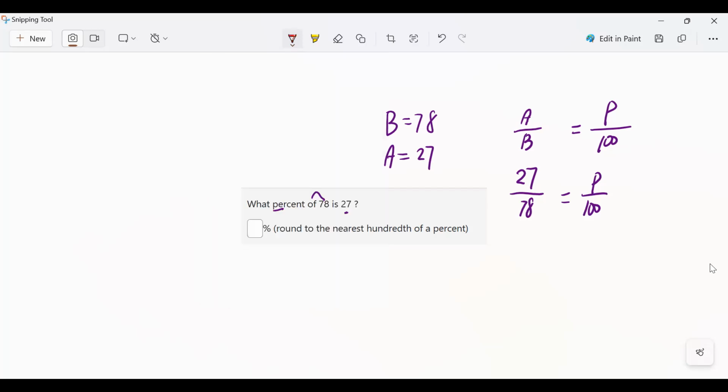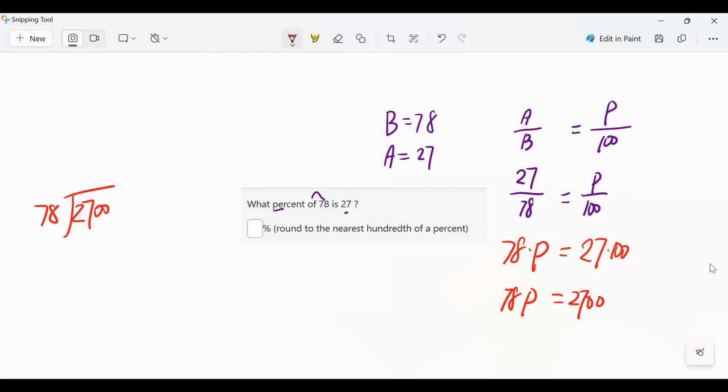So 78 times P is 78P, and on the right-hand side is 27 times 100. That's 2700. So 78P equals 2700. Now we're going to divide. They want us to round to the nearest hundredth of a percent, so do 2700 divided by 78. This will give us the direct answer of the percent.